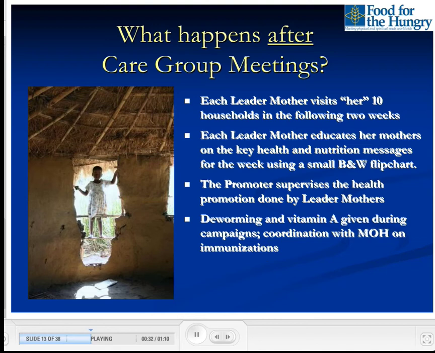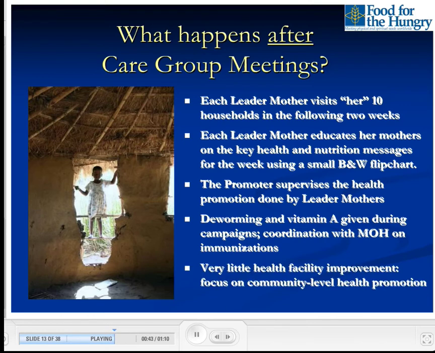There's deworming and vitamin A given during campaigns every 6 months, and that's coordinated with the MOH. Also, immunizations are offered sometimes where the MOH can bring that in. And very little health facility improvement, though, was done as part of this project. Really, the focus was on community-level health promotion, and we can see how that changed mortality. Another reason for the success of this model is probably the frequent home visits from a neighbor who's not very far from the person culturally, educationally, or geographically. I think having that narrow distance between the person doing the health promotion and the mother really helps.